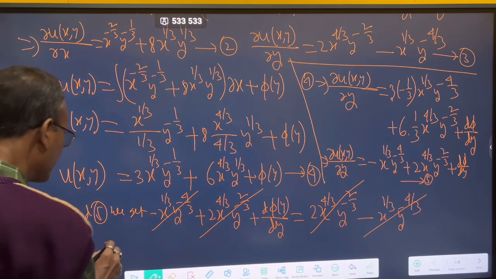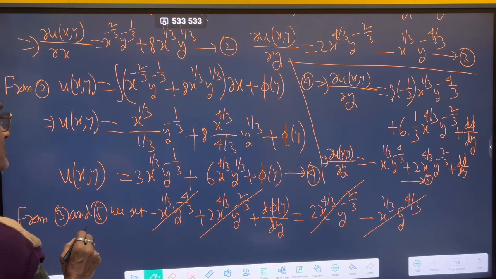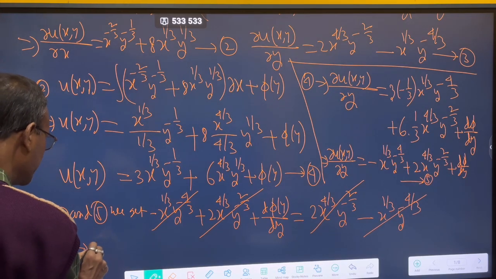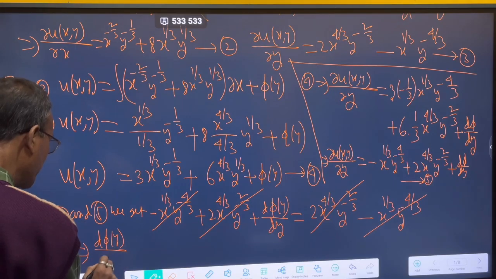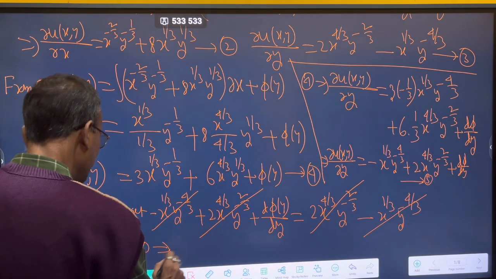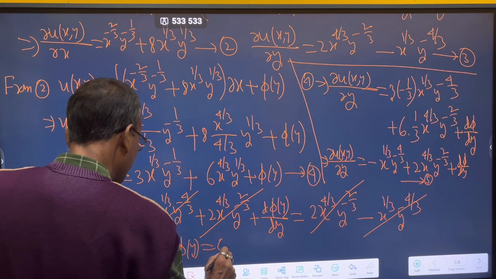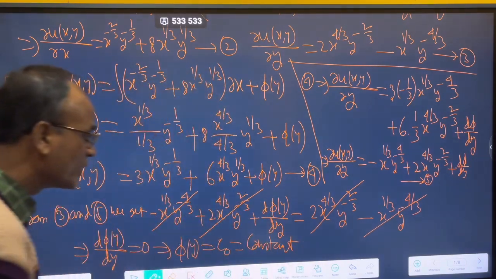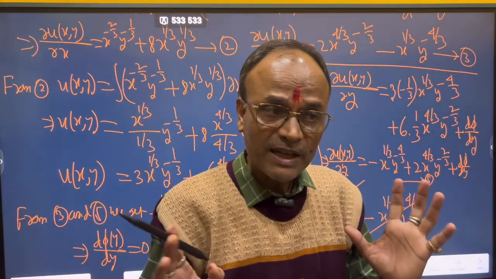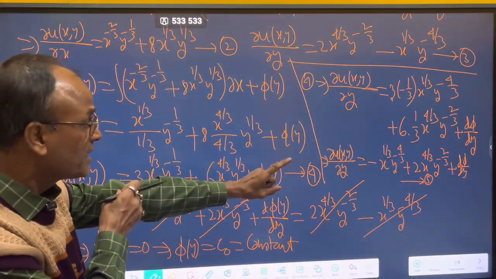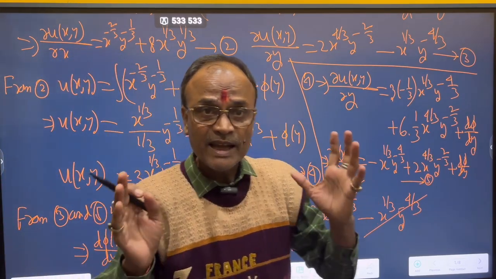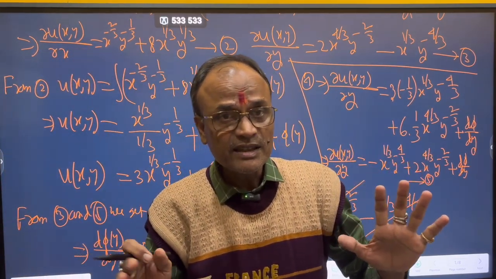This means that d phi by dy is equal to 0. This means phi of y is equal to constant, C naught. Therefore, you will get phi of y equal to constant. Now, the solution of the differential equation is, since it is exact, M dx plus N dy equal to du.